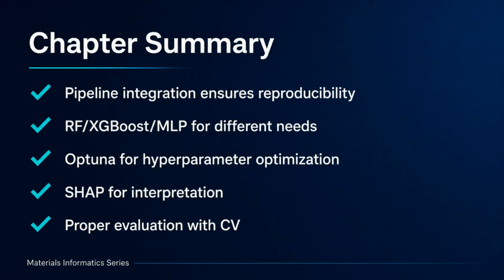Let's summarize Chapter 4. Pipeline integration ensures reproducibility and prevents data leakage. Choose random forest for robustness, XGBoost for accuracy, or neural networks for large datasets. Use Optuna for efficient hyperparameter optimization. SHAP values connect predictions to physical understanding. Proper evaluation with cross-validation ensures reliable results.